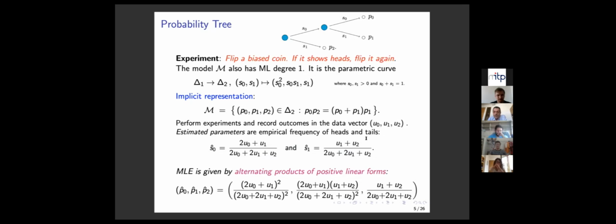We're more interested in the actual model and describing the contraction onto the curve. You plug the maximum likelihood parameters into this formula, and you get this expression for the maximum likelihood estimate. So this is a map from the triangle onto the curve. And again, I like to emphasize that this is an alternating product of positive linear forms, that is to say, linear forms whose coefficients are positive integers.